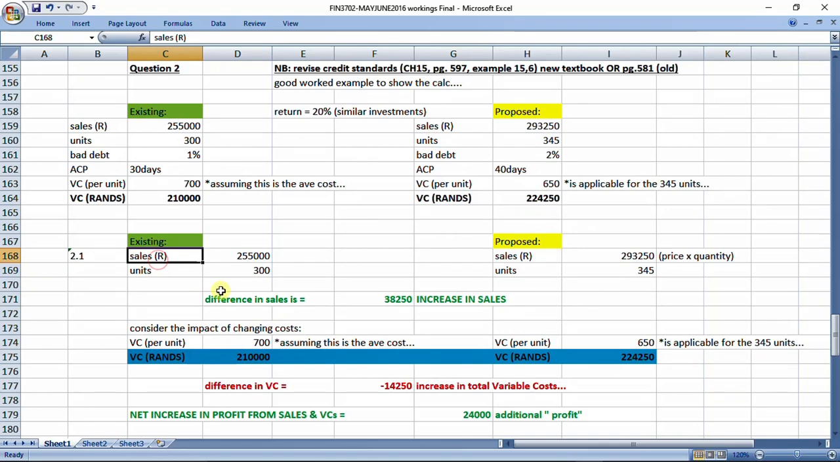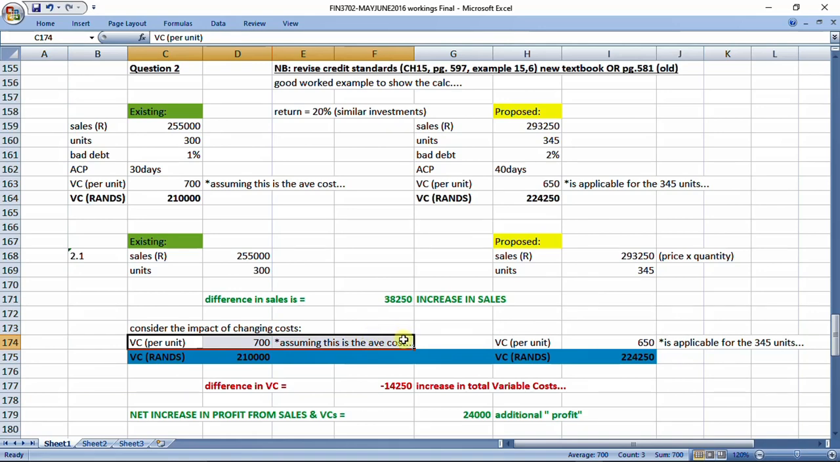All right. If you didn't assume that, and if you used 700 for both, then the amount would have been a little bit different. But the working is still the same. To get the answer for 2.1, you have revenue, you have costs, and then you have to work out the difference. You can see here that the difference is favorable. You're going to save 24,000 because, yes, costs are going to go up. You're going to incur more costs, but you're going to make more sales. So the 38,250 less the 14,250 gives me the increase, the additional profit.